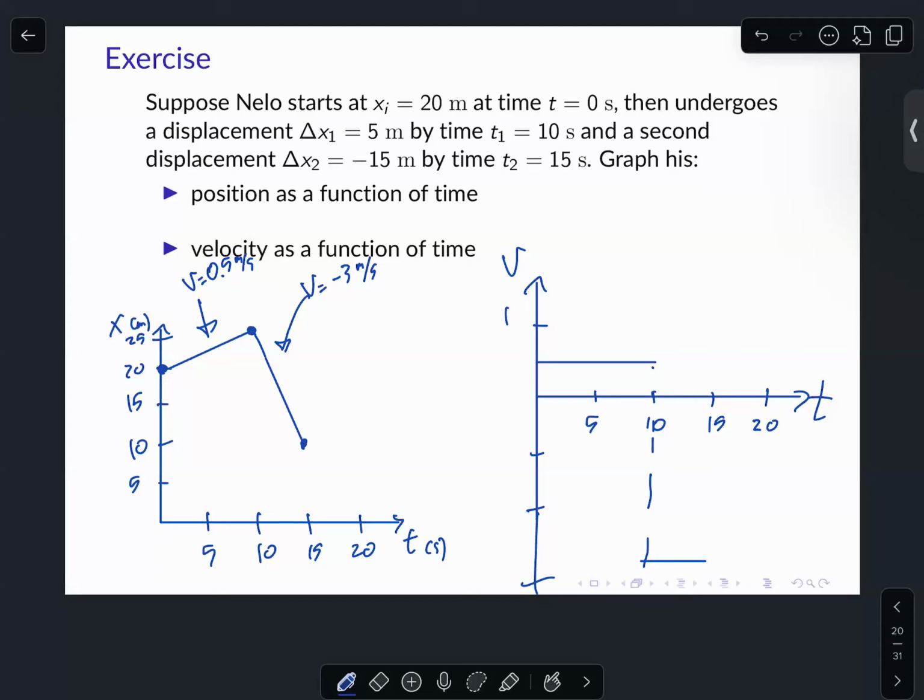There is no answer to that. You've got a non-differentiable function. I would never ask that because it has no answer. Not well defined. Okay, so let's talk about velocity graphs.